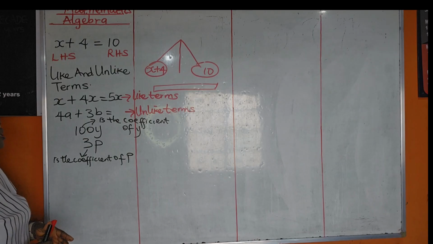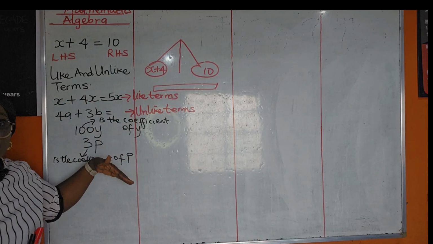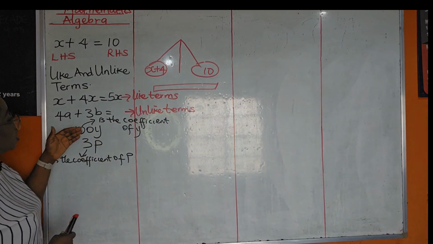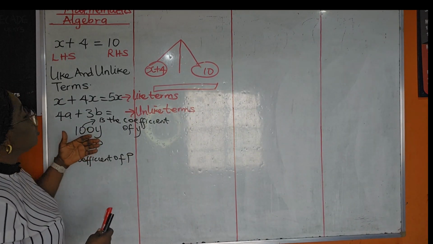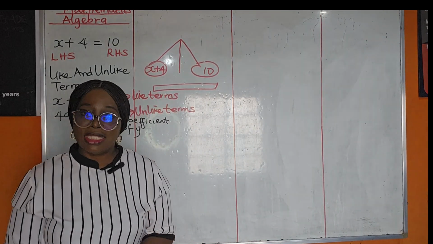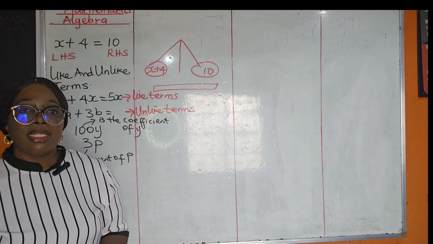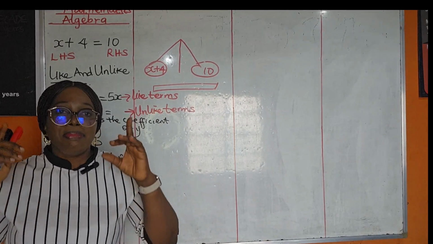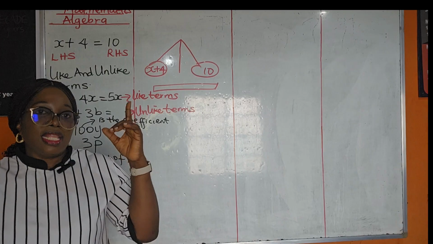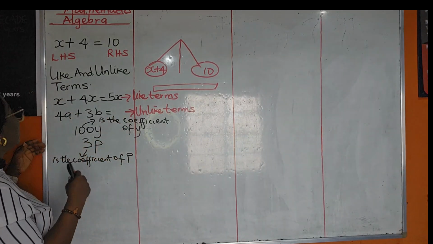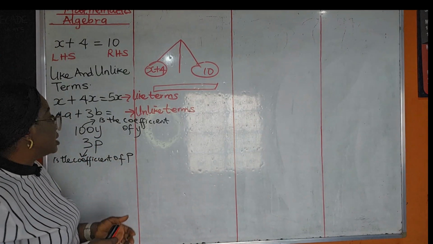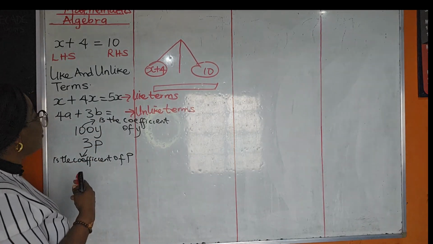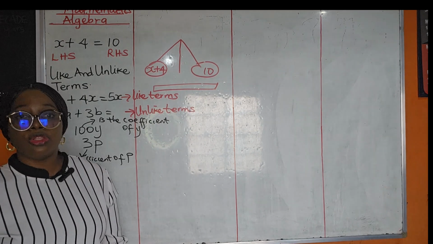So take note of this. These are terms we'll be making use of in the course of our learning of algebra. So it's very important you know what a coefficient of a number is, and what like terms and unlike terms are. Like terms are values, numbers, or letters belonging to the same family. They have similarities, either the same letters or the same numbers. Unlike terms do not have any similarity. They are totally different, and you can't perform any mathematical operation with them.